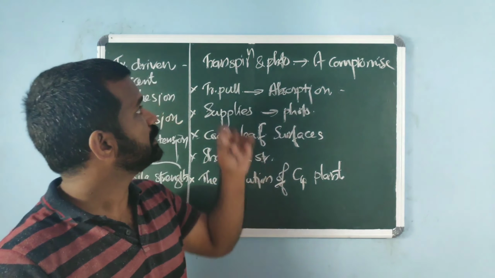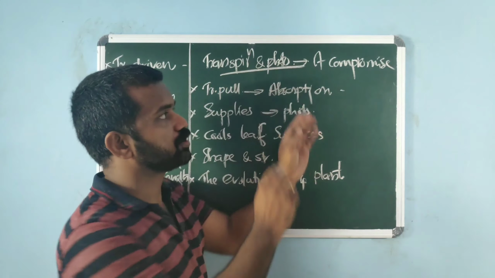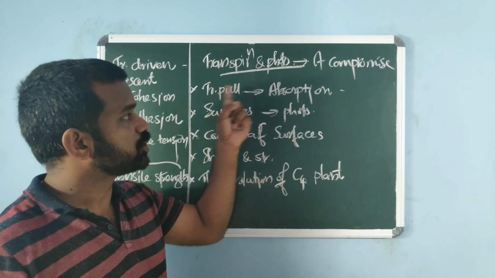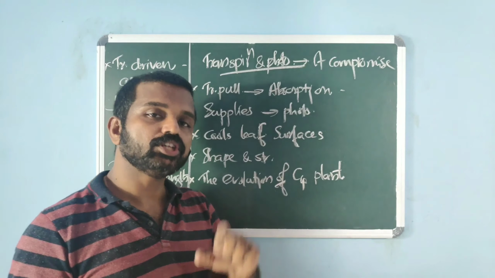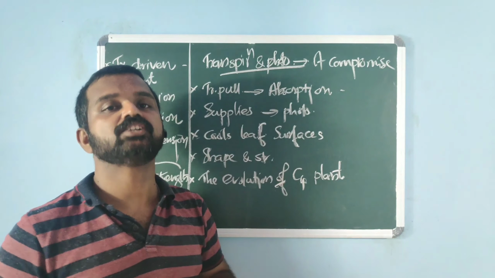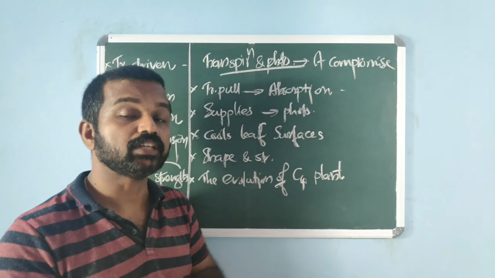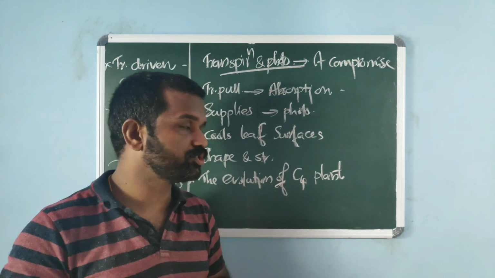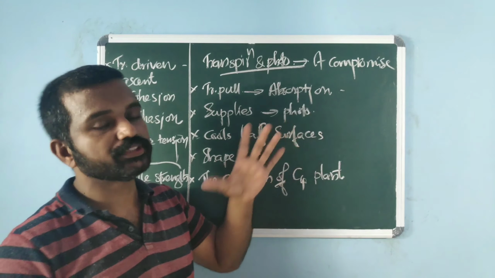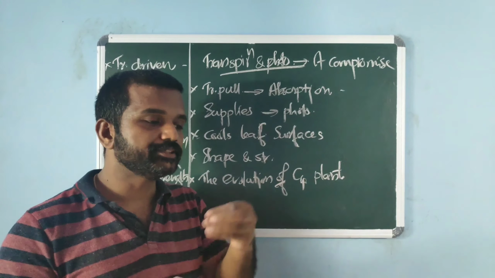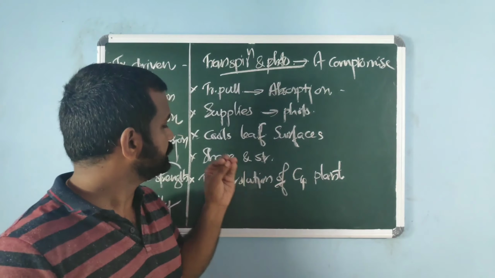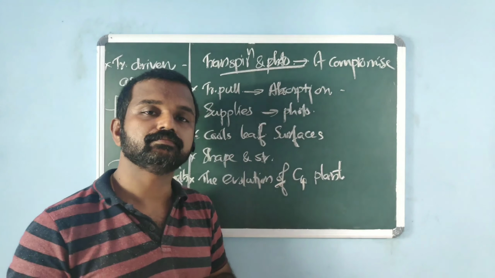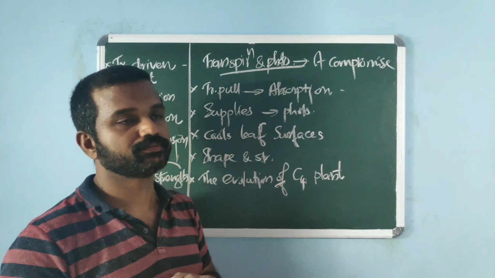The next point, transpiration and photosynthesis, a compromise. Which are the advantages of transpiration? Transpiration pull is necessary for the absorption and transport of water and minerals. That is the driving force. Then it supplies water for photosynthesis. Then it cools leaf surfaces, in some plants 10 to 15 degrees. Then it helps to maintain the shape and structure of plant parts by keeping the cells turgid.